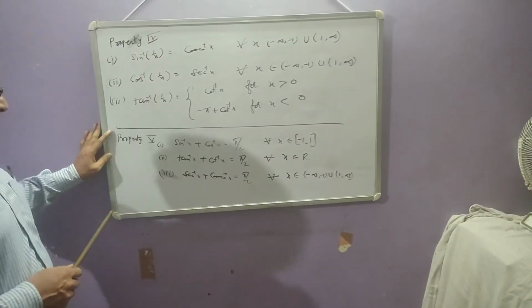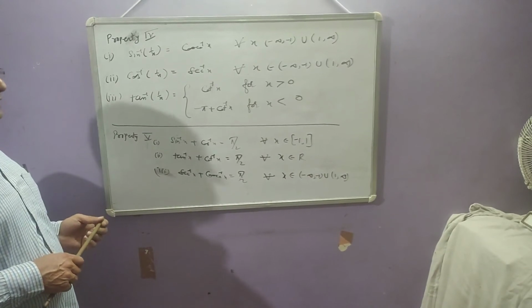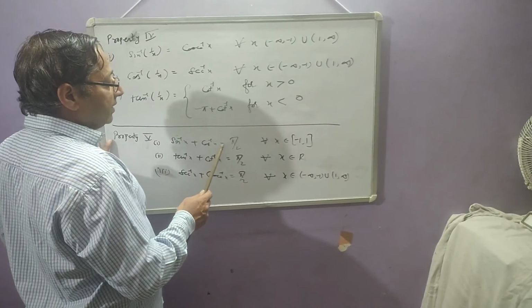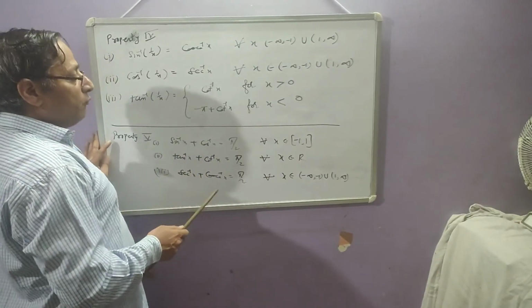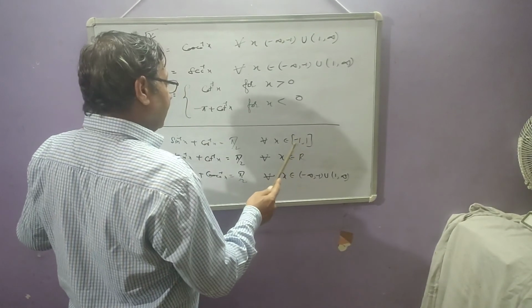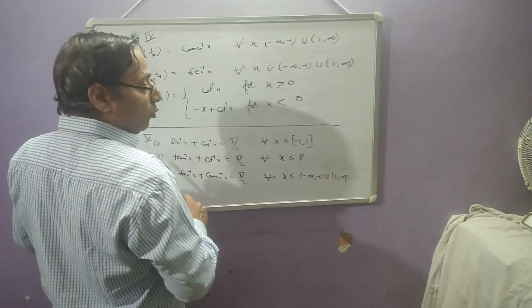Now the fifth property we call the identities of the inverse trigonometric functions. The sine inverse x plus cosine inverse x is always equal to pi by 2 whenever x belongs to the closed interval minus 1 to 1. That is, this closed interval is the domain of the sine inverse and cosine inverse.